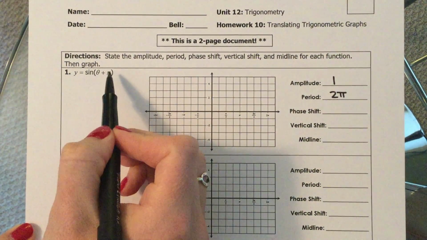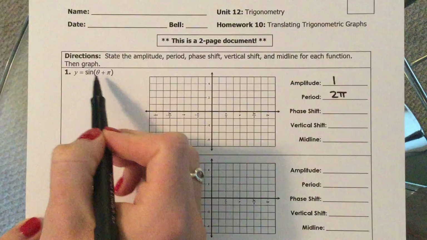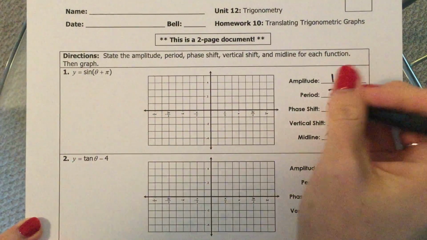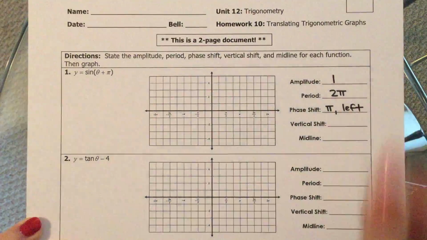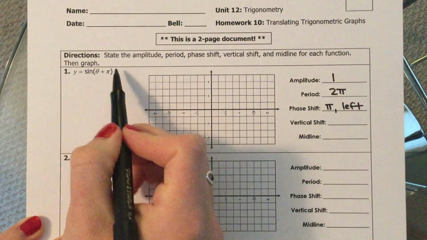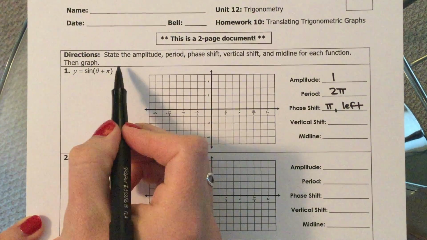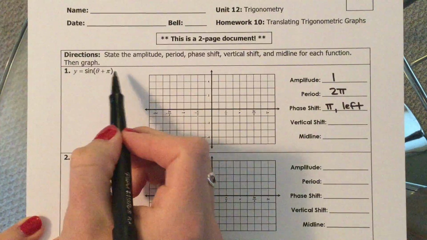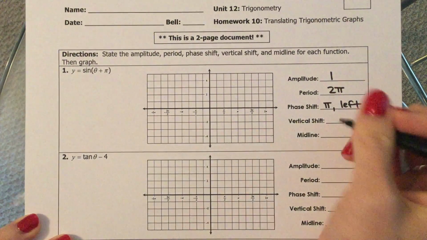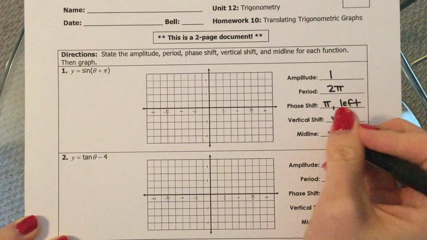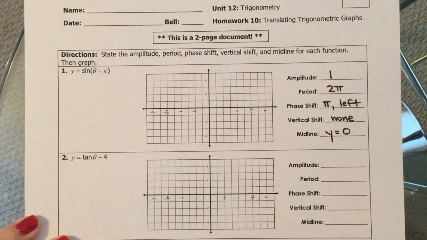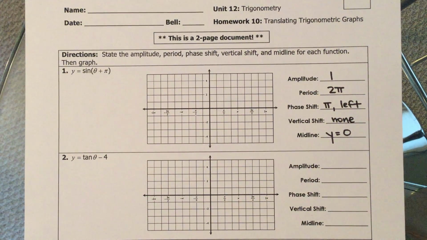Phase shift, you look at what you've got in parentheses. Remember, the variable plus something is a movement to the left, so we are going pi units to the left. The vertical shift is if there's a separate constant not attached to anything, not in parentheses, and there's nothing there. So there is no vertical shift for this one. And if there's no vertical shift, that means the midline is still right around 0. Okay, so our midline is at 0. We've got an amplitude of 1.